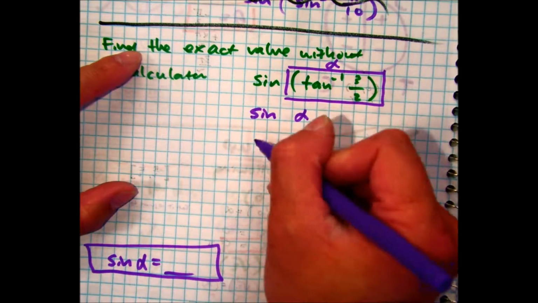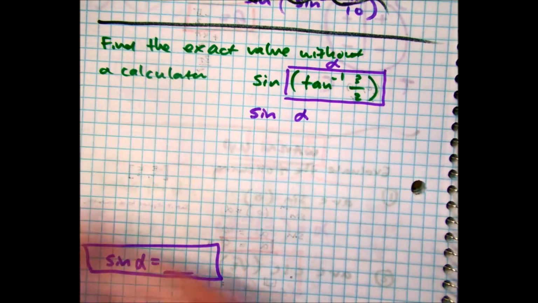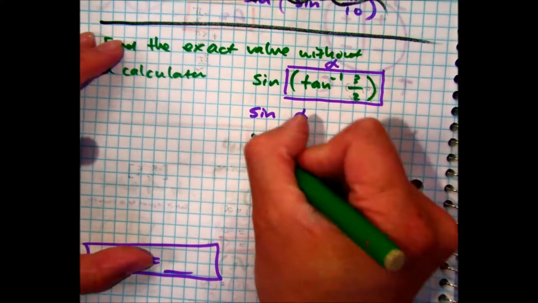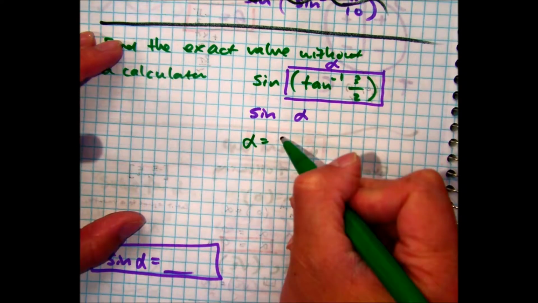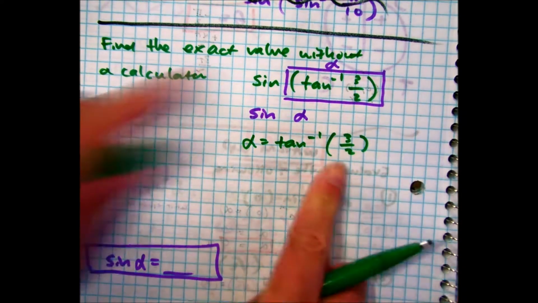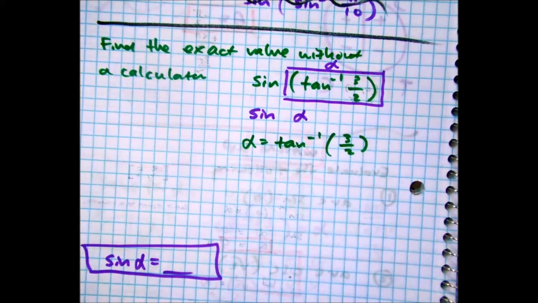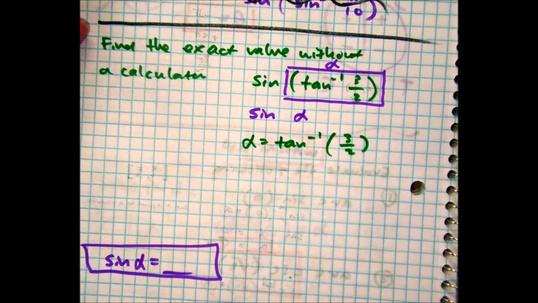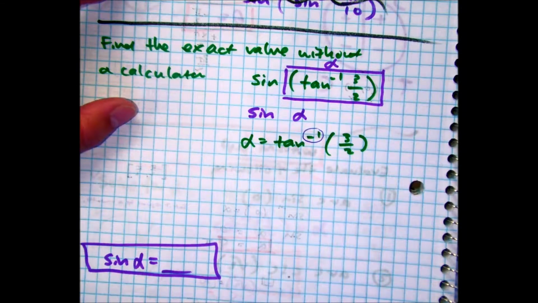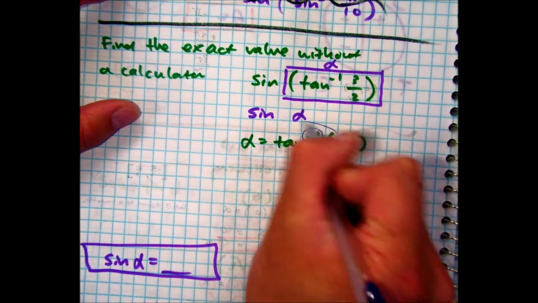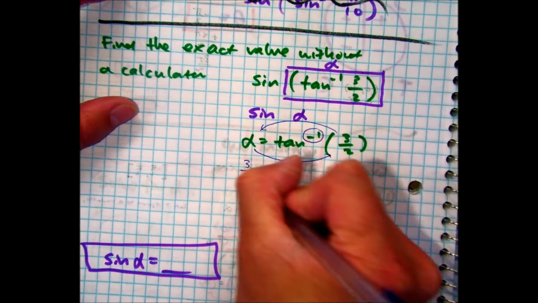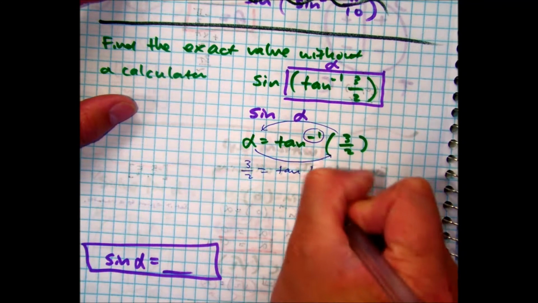Well, my question is, what did we assign alpha to be? Alpha equals what? Let's write that down. Alpha equals the inverse of tangent of 3/2. Class, what does the inverse tell you to do? It tells you to switch it, right? So when you switch it, this might make more sense to you. 3/2 equals tangent of alpha.